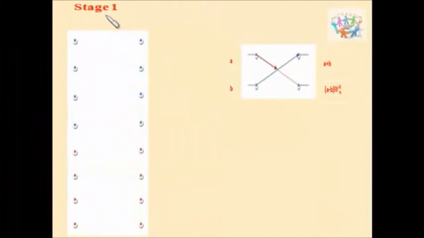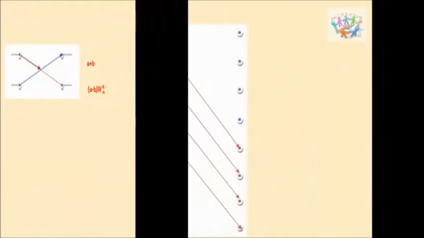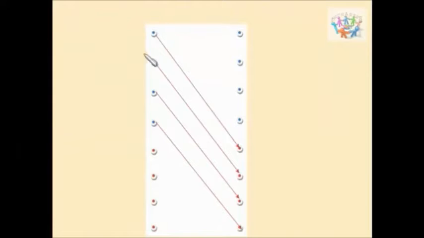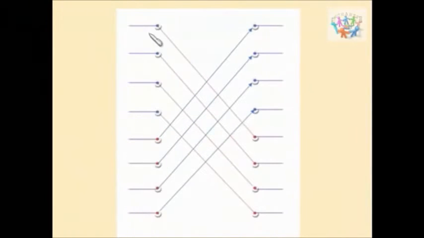Now for stage 1, we have to draw 8 pairs of points because we had 8 inputs. Now we have to join the first 4 points with the last 4 points and the last 4 with the first 4. After joining, this is how the stage 1 will look.